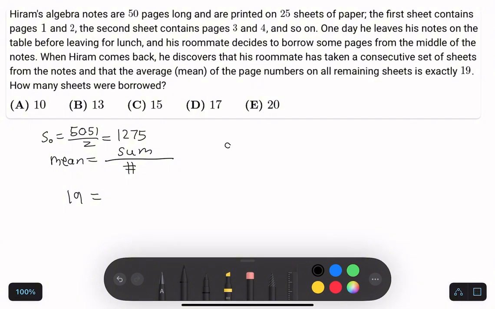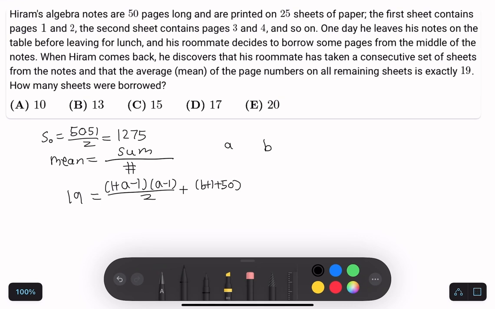Well, let's define A as the smallest page number that Hiram's roommate borrowed, and B as the largest page number that Hiram's roommate borrowed. The sum of the remaining pages would be from 1 to A minus 1. The first A minus 1 pages are still remaining. So 1 plus A minus 1 times A minus 1 over 2, plus the remaining pages from page B plus 1 to page 50.